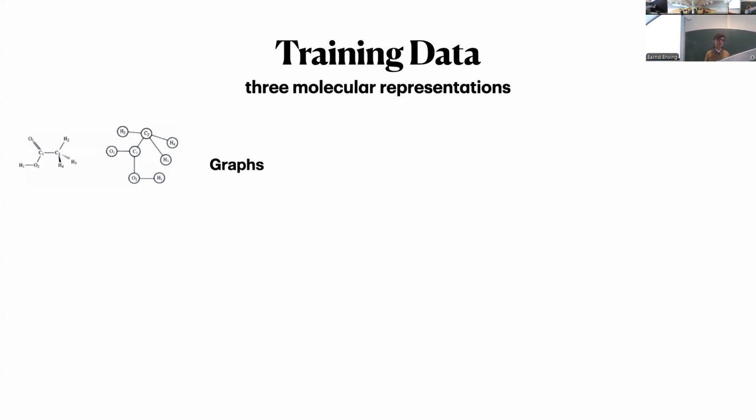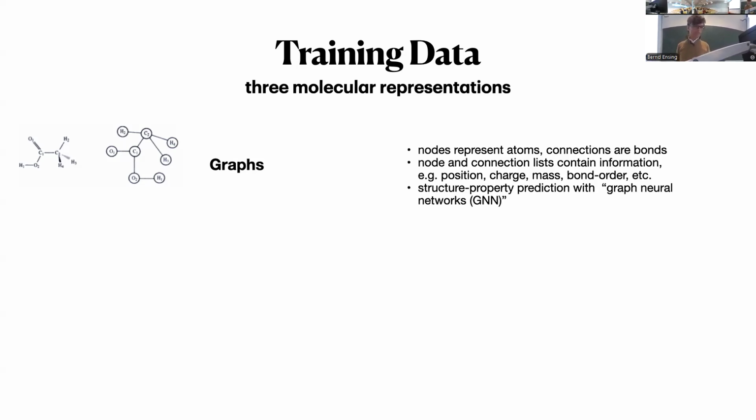Well, there's three. One is graphs. So you can actually make a graph of your molecule. There's the 2D structure of a molecule, and you can make a graph out of it, where you just take the nodes as the atoms, and the connecting lines, the so-called edges, are the covalent bonds.